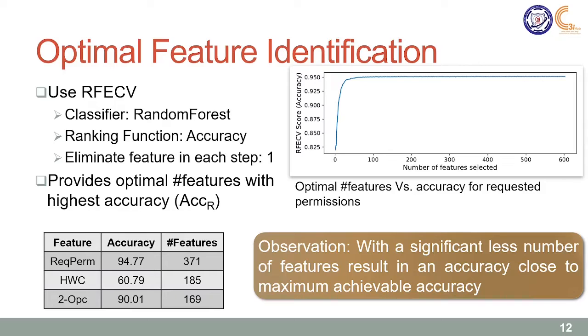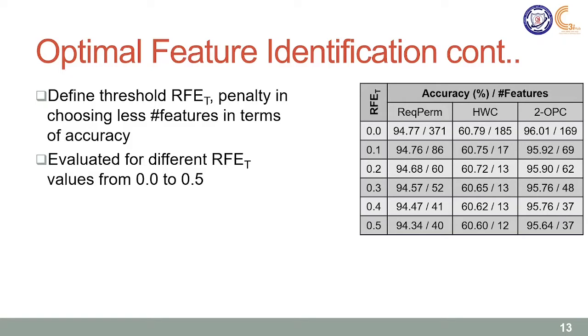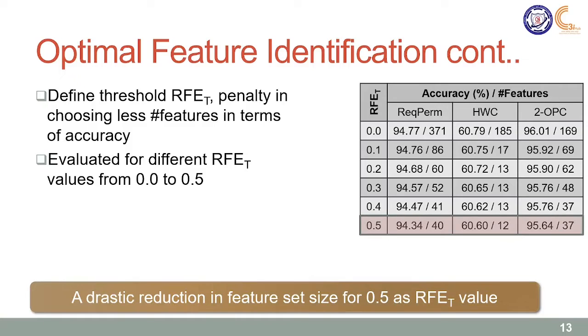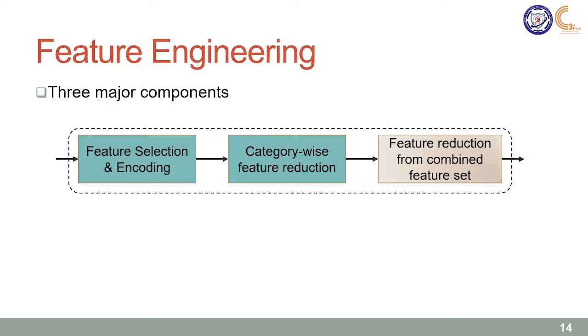With this observation, we define a threshold RFET, which is a penalty in choosing fewer features in terms of accuracy. Hence, we evaluate features performance with different values of RFET and observe a drastic reduction in feature set size for 0.5 as RFET threshold. These category-wise optimal features along with the numeric features are then used for the combined feature reduction phase.